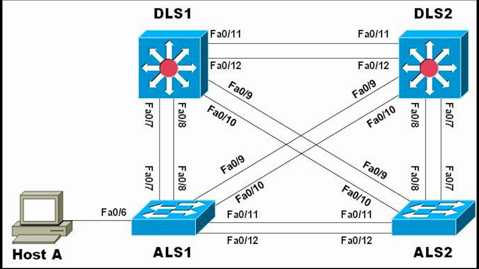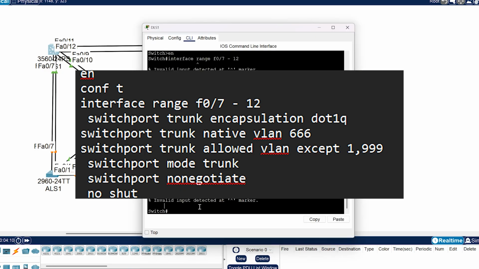Here's the topology we'll be working with. We've got two distribution layer switches, DLS1 and DLS2, and two access layer switches, ALS1 and ALS2. All devices are interconnected with redundant paths to test spanning tree behavior. First, we'll need to load the base configuration and configure trunking on all switches.